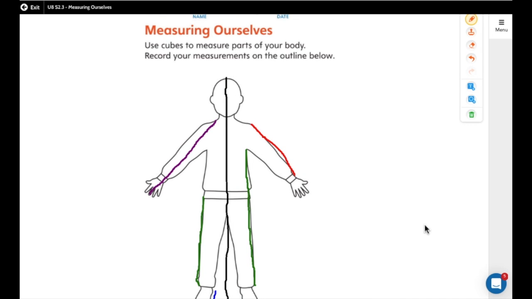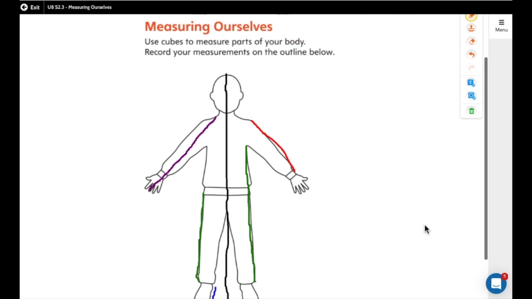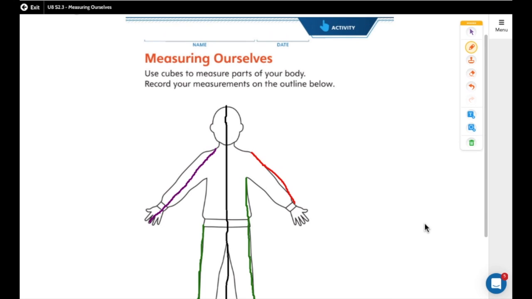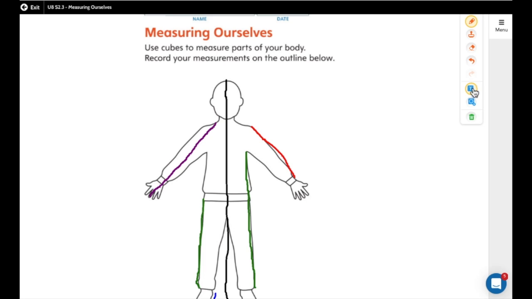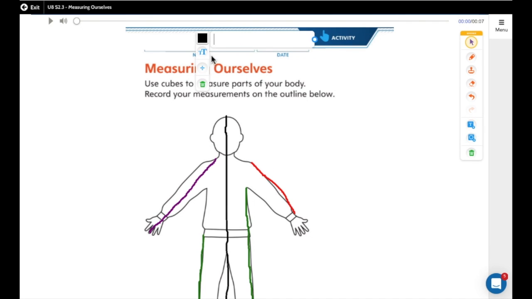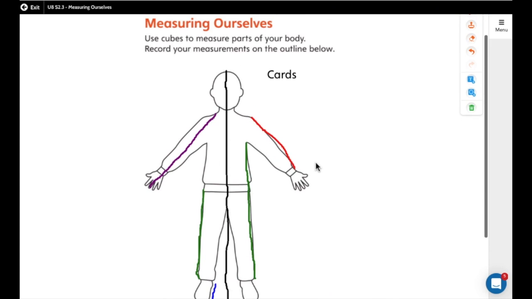Now, in class, we would measure with cubes, but you don't have cubes at home. So it's going to be up to you to decide what to measure with. I only ask that you write what you're measuring with so that your teacher knows. So, you saw I clicked the T. I'm going to click to make it nice and big. And Miss Hulsart has a lot of playing cards at home, so I'm going to say cards. I measured with cards. And then I can go through and measure.